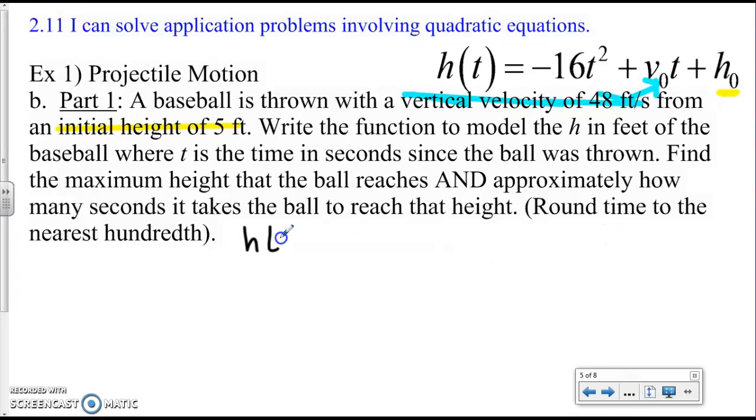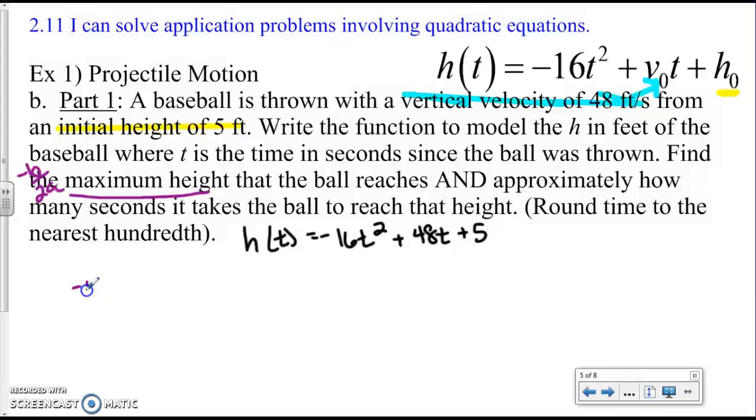So I have h of t equals negative 16 t squared plus vertical velocity, initial velocity is 48t, and starting height is 5 feet. Okay, so there's my function. So the next part tells you to write the function to model h in feet where t is time in seconds since the ball was thrown. Find the maximum height the ball reaches and approximately how long it takes to get there, round to the nearest hundredth. So, like I said, maximum height you need to think vertex, so we're going to do the opposite of b over 2a.